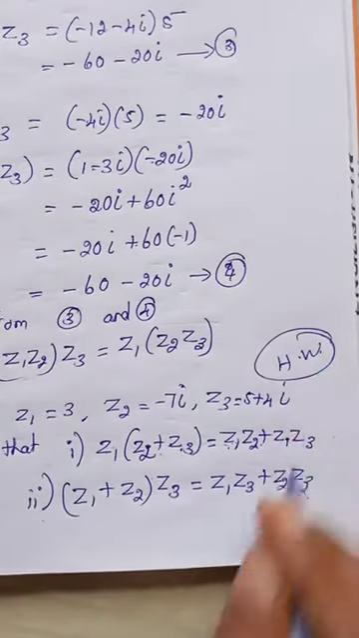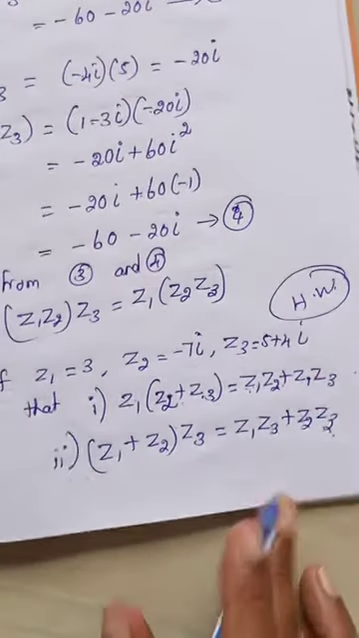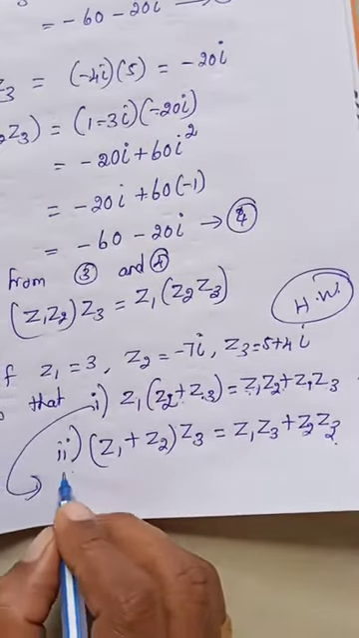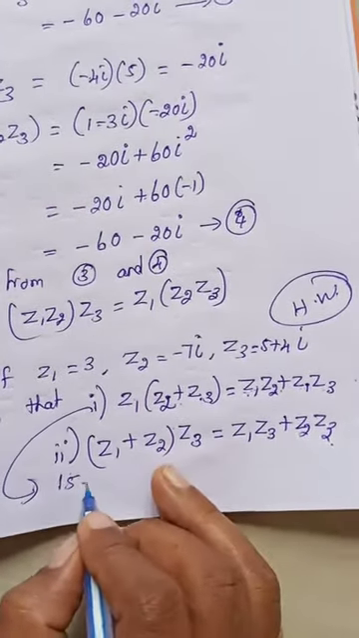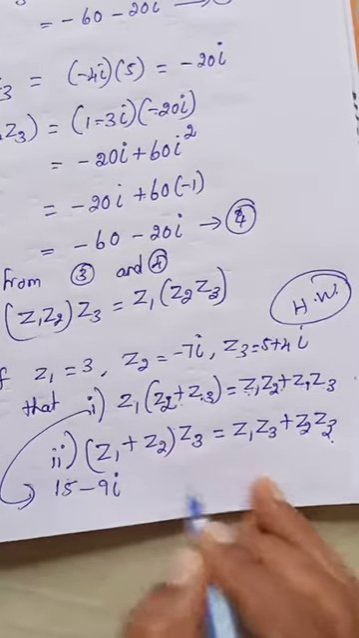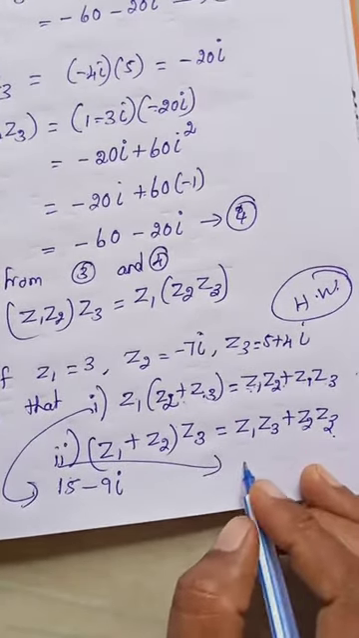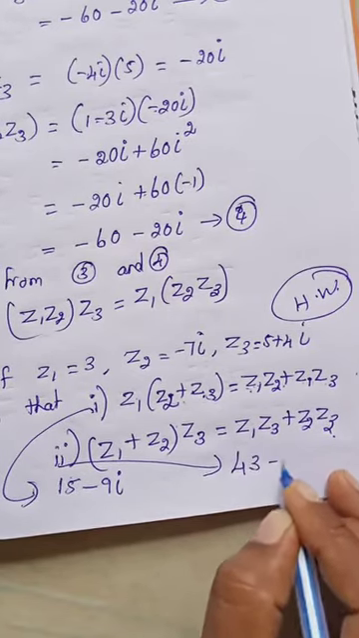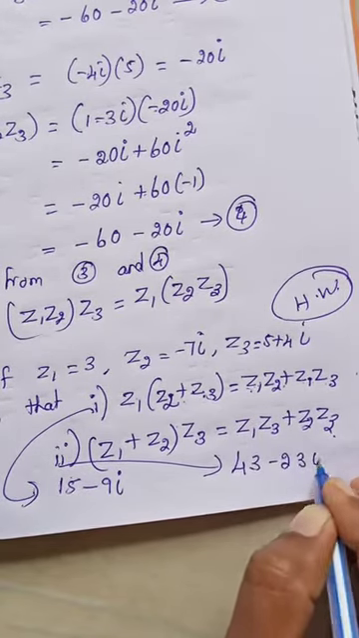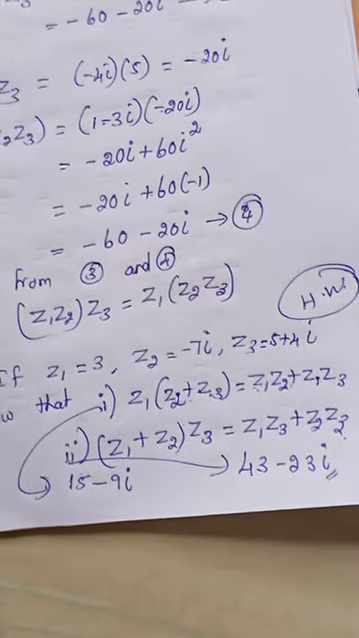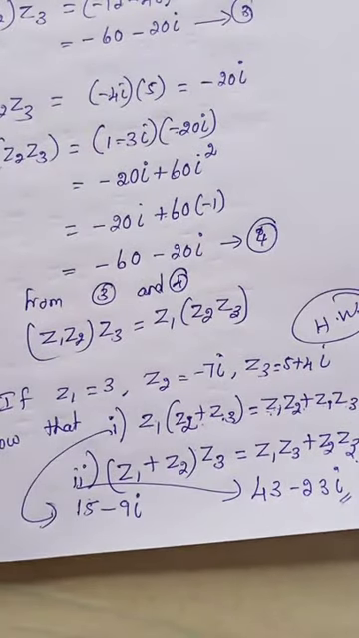Okay, the second problem you can do as homework. For the first subdivision, when you simplify both sides, you will get 15 minus 9i. Is that clear? For the second subdivision, you may get the answer as 43 minus 23i. 43 minus 23i. Check it. Okay? Shall we move to the third problem?